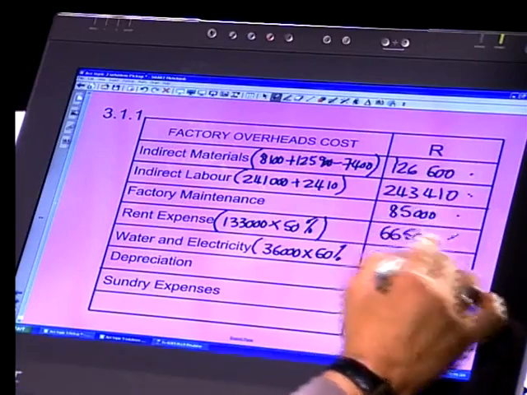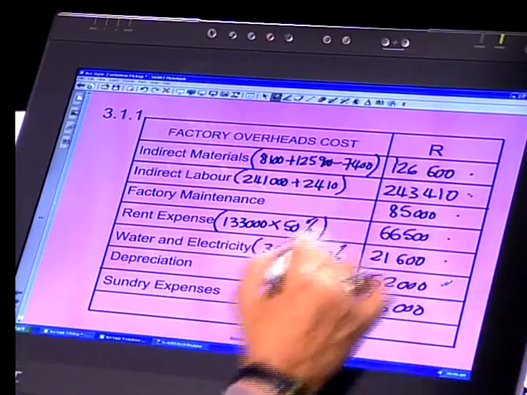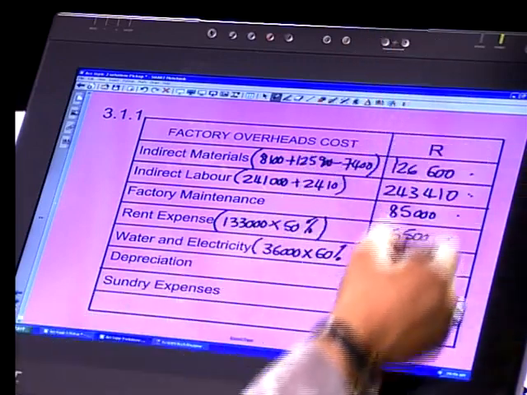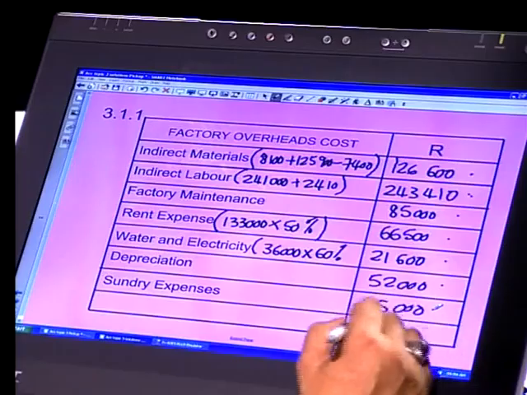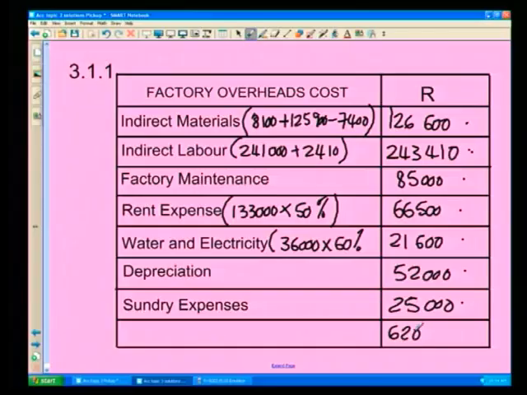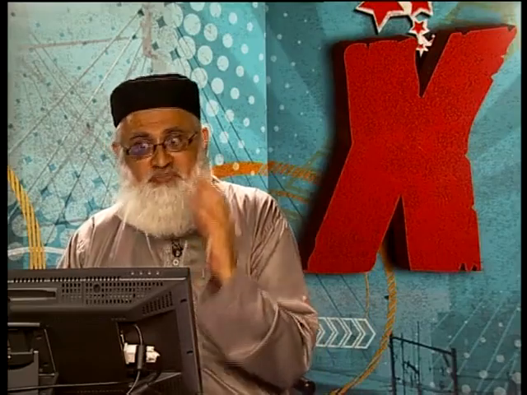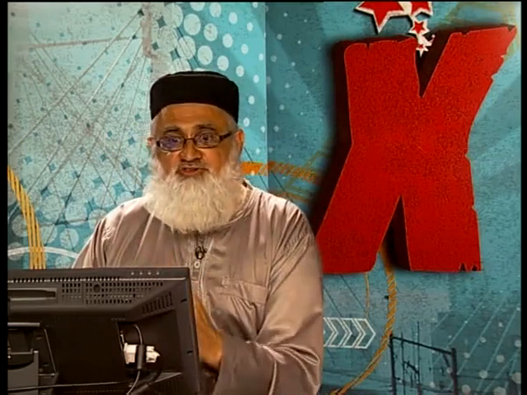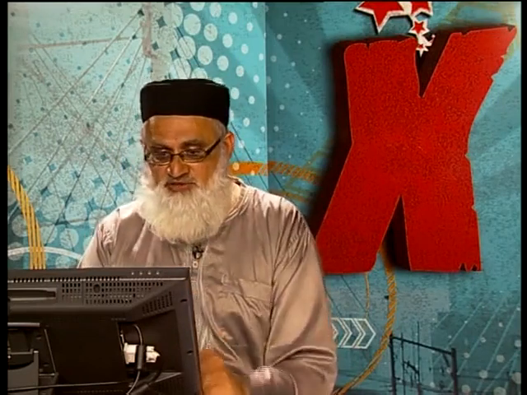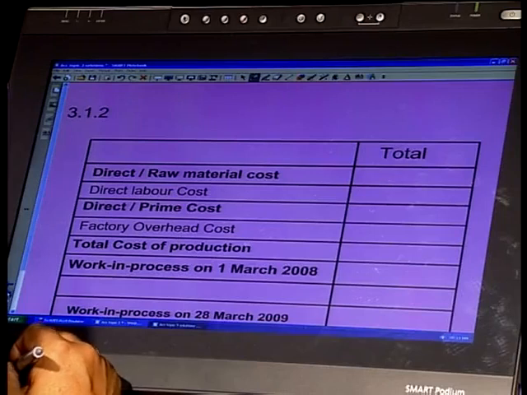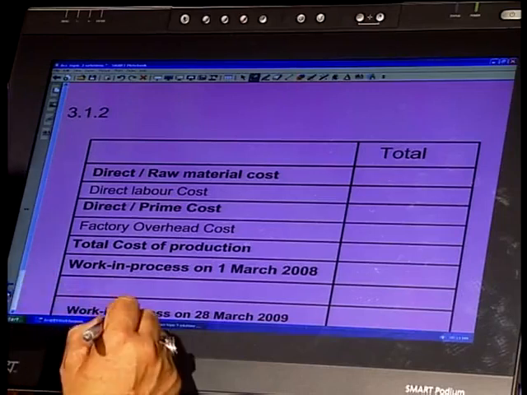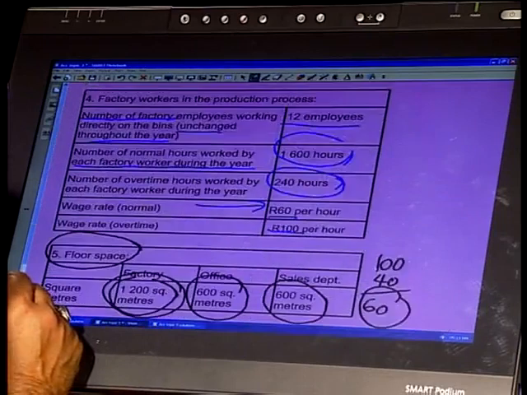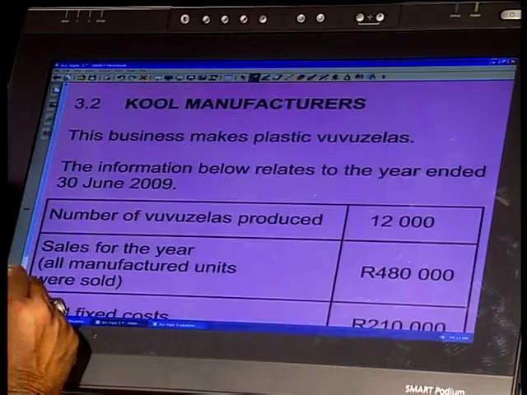All that's left for us to do now is to add all my items: my indirect material, my indirect labor, my factory maintenance, rent expense, water and electricity, depreciation, sundry expenses. Add all of these, and I get a total of 620,110. That's it. I've now completed the note, the factory overhead cost account. Okay. Now, let's look at what is required of us in the next part of the question.